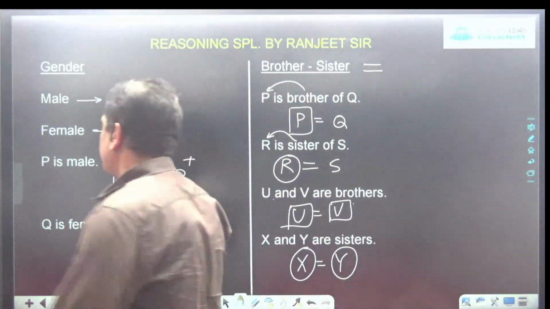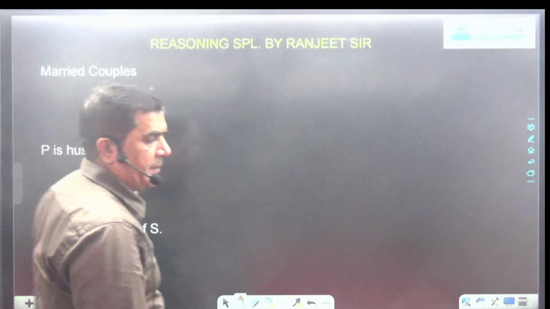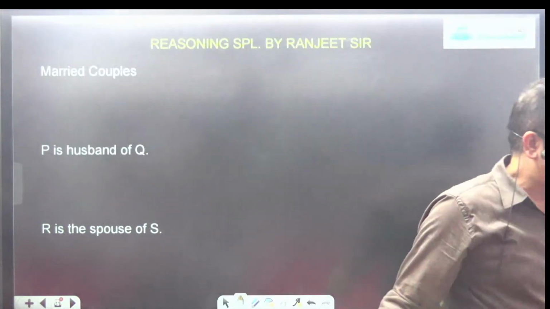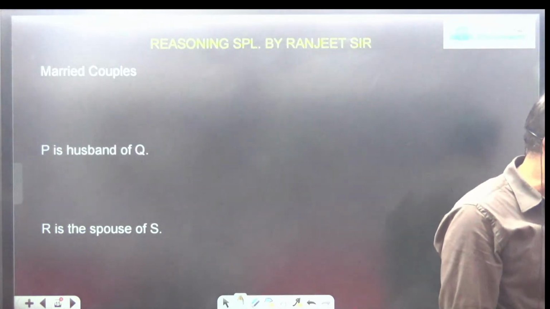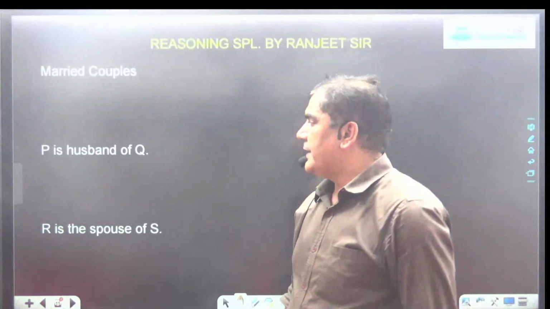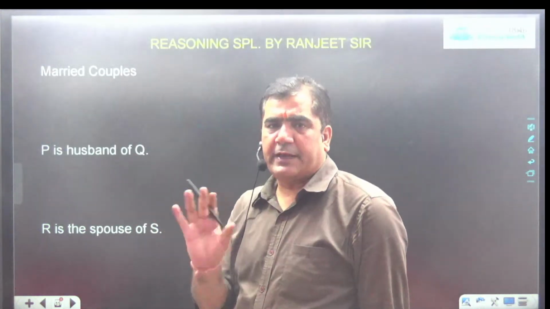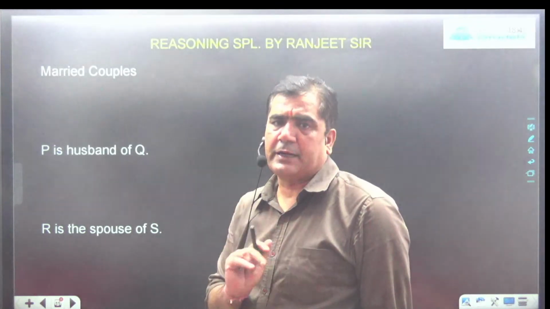Okay. Let's go with the last part, which is husband-wife, married couples. How to plot married couples in the family tree. See here they have given P is the husband of Q, second one R is the spouse of S. Spouse meaning is what? The other partner of the married couple.